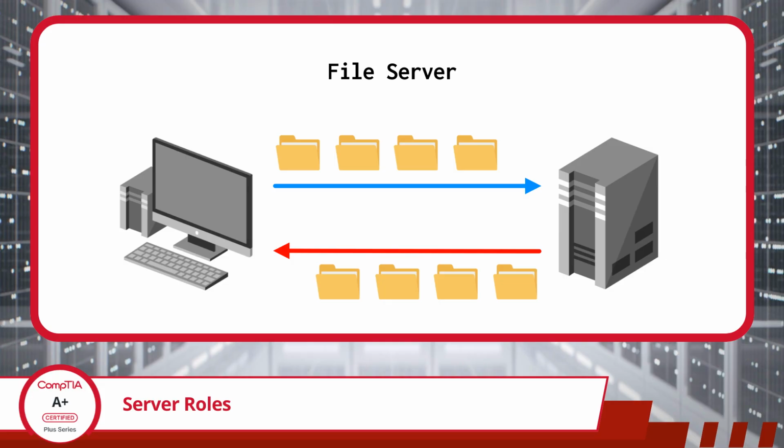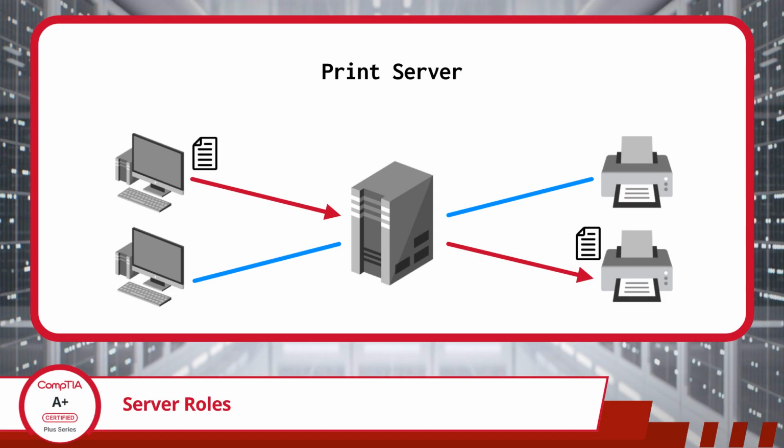File servers provide a centralized location where users can store, access, and share files across the network. This makes collaboration easier and helps organizations manage data more efficiently by keeping files in a single, controlled location. Print servers manage printing resources on a network. They receive print jobs from users and forward them to the appropriate printer. This centralizes printer management and prevents each device from needing a direct connection to every printer.